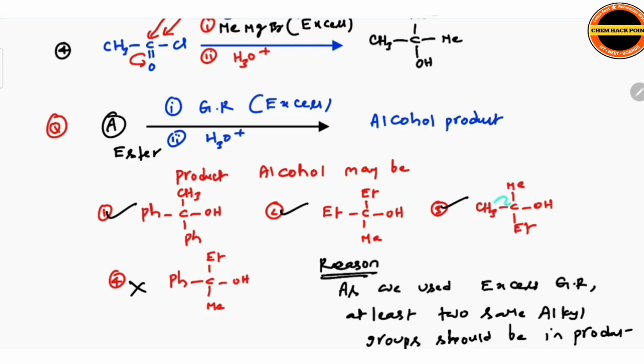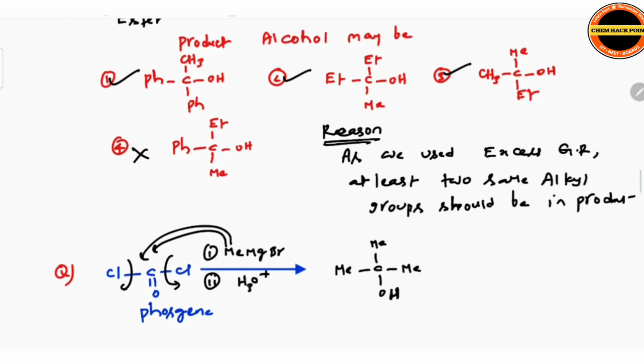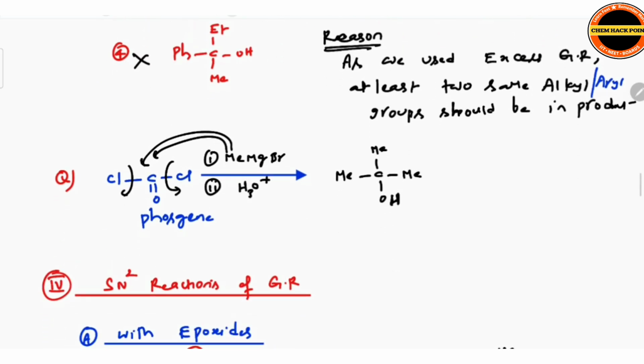CH3MgX, CH3. But here, three groups are different. No, we need at least two groups to be the same, because those two groups come from the excess Grignard reagent. Here no group is the same, so it is not possible. The reason is, as we used excess Grignard reagent, at least two same alkyl groups should be in the product, either alkyl or aryl, whichever was used in the reaction.